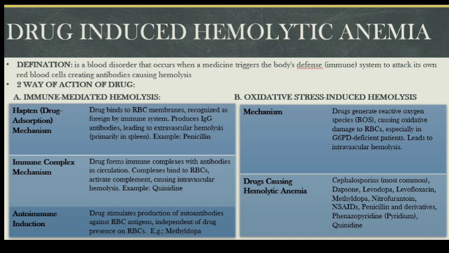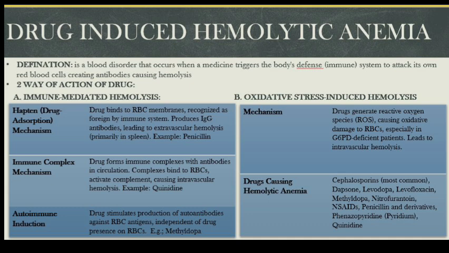Immune-mediated hemolysis is the most common mechanism, involving immune system activation against RBCs. It occurs through three subtypes: the hapten drug adsorption mechanism, immune complex mechanism, and autoimmune induction. The hapten drug adsorption mechanism is where the drug binds tightly to the RBC membrane, and the immune system sees the drug-RBC complex as foreign. Hence, antibodies are produced, which leads to extravascular hemolysis. An example of a drug which causes this is penicillin.